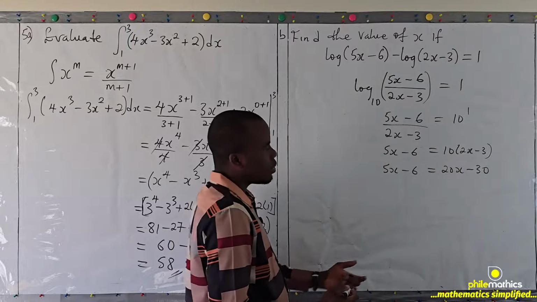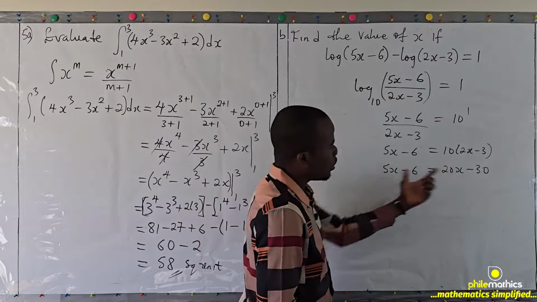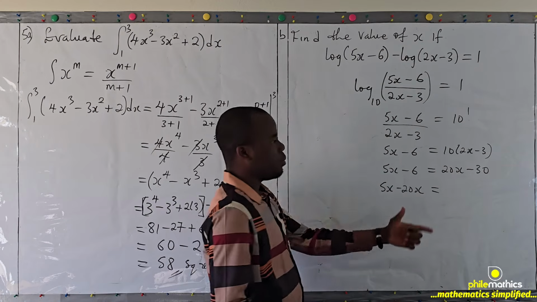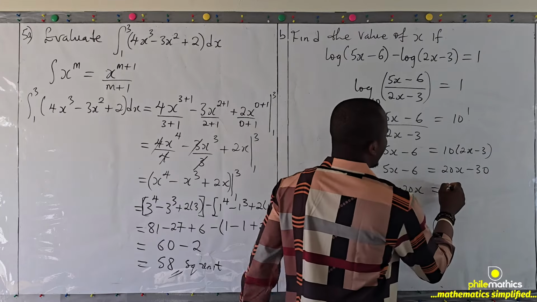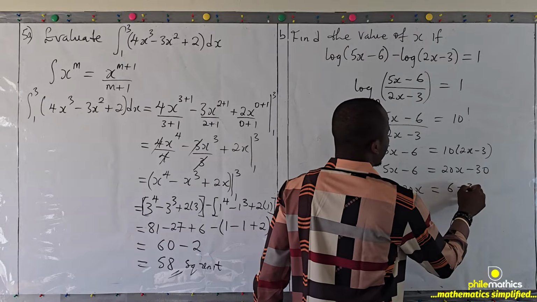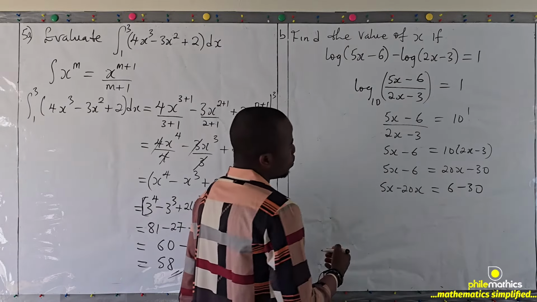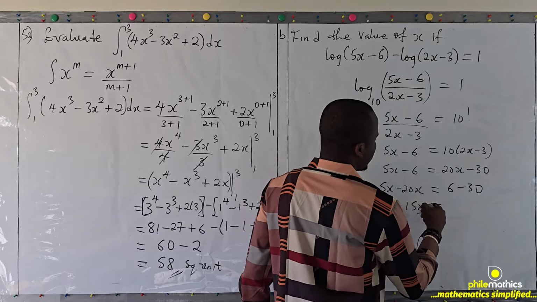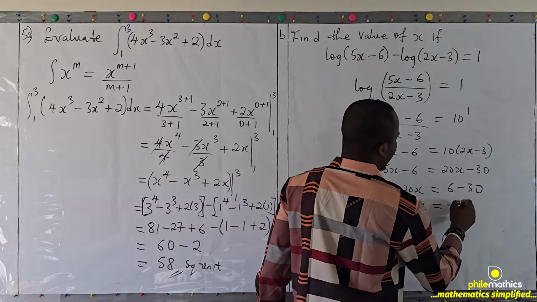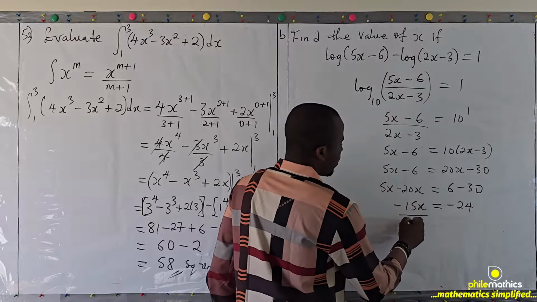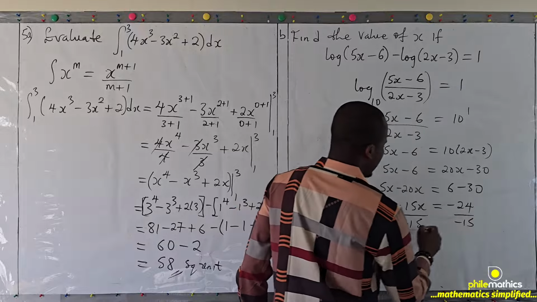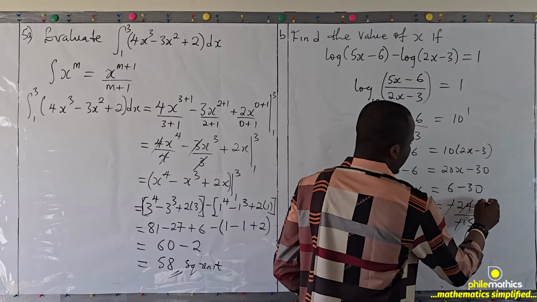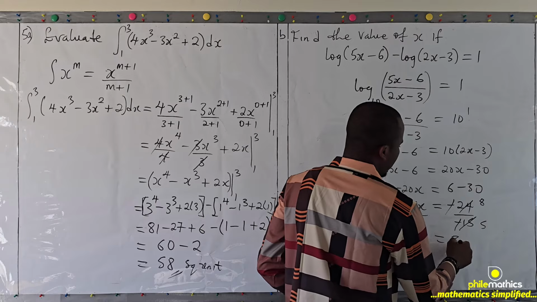Let's collect like terms. You can take 20x to the left. We have 5x minus 20x, and then simultaneously add 6 to both sides. We have 6 minus 30. 5x minus 20x is minus 15x, and 6 minus 30 is minus 24. Divide both sides by minus 15. Our x will be minus can go minus. 3 can go here as 8, 3 can go here as 5. Just simply 8 over 5.